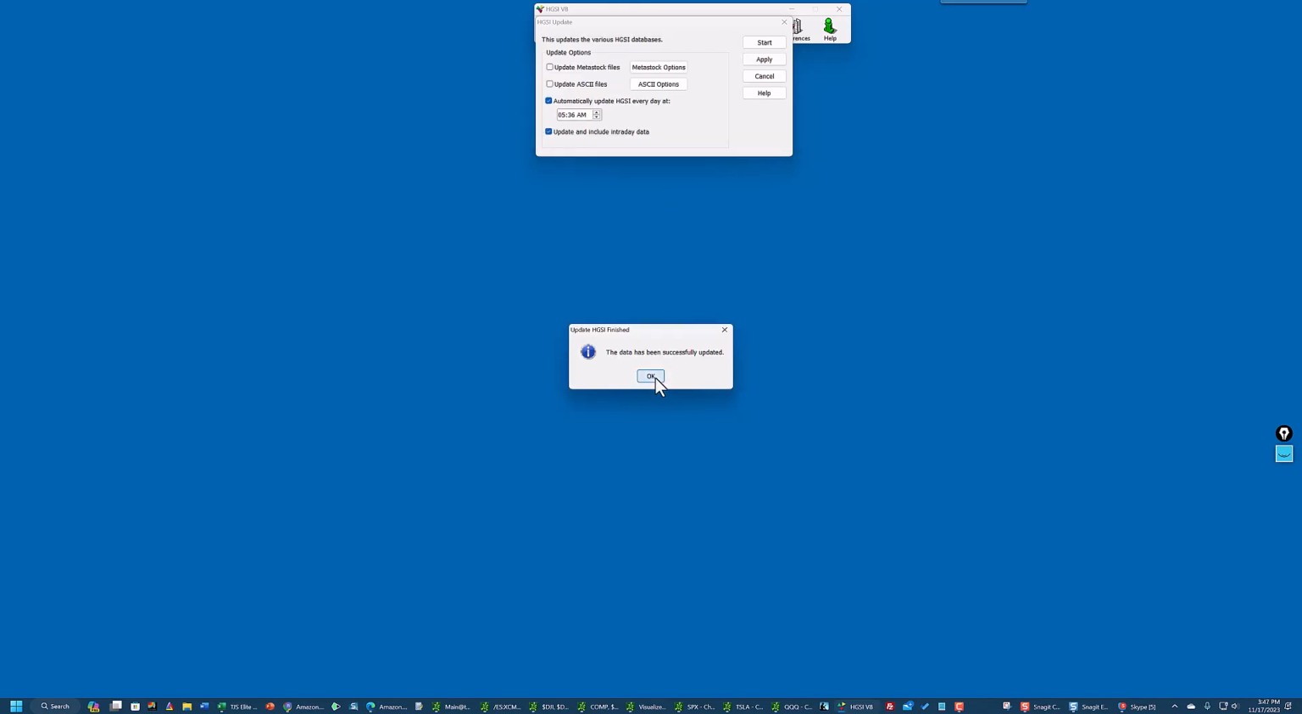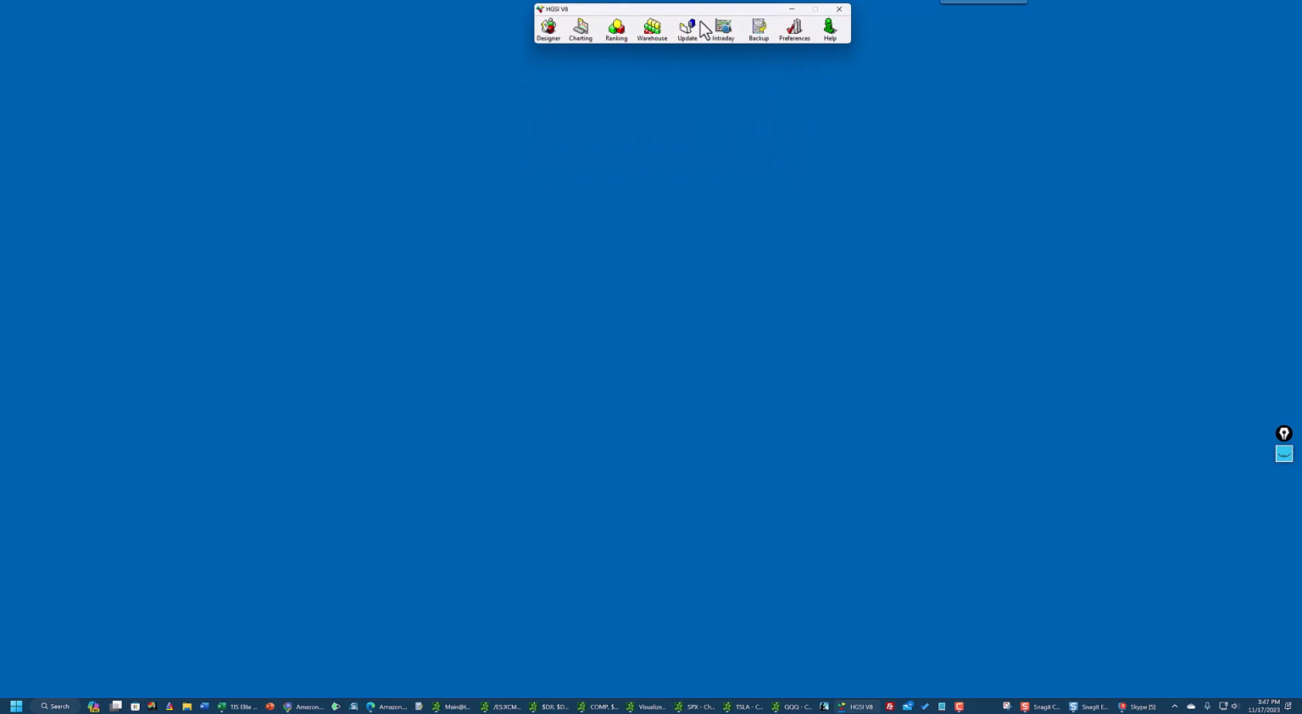Okay, the data's been updated. I want to go back in and deselect that, and I'll update my Metastock files. I still update Metastock files because I use AmiBroker also.